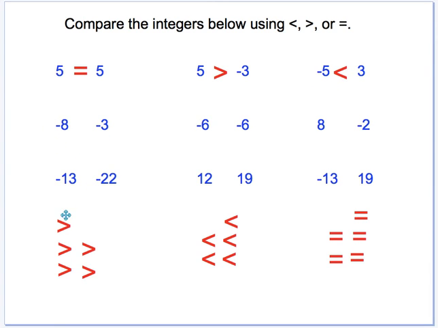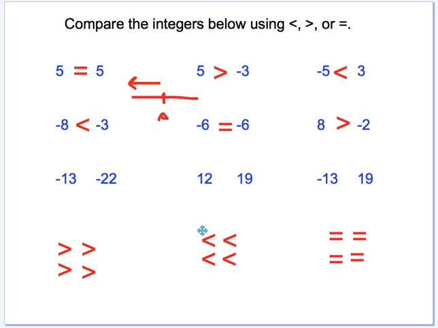In this case, even though 8 is a larger number than 3, -8 is actually smaller because it's further down the number line. Remember that number line? You get your 0 here. The further you go this way, the smaller the numbers get. It's counterintuitive, but that's just the way it is. So in this case, -6 and -6 should be pretty obvious. This one, 8 and -2, crocodile wants to eat that +8.